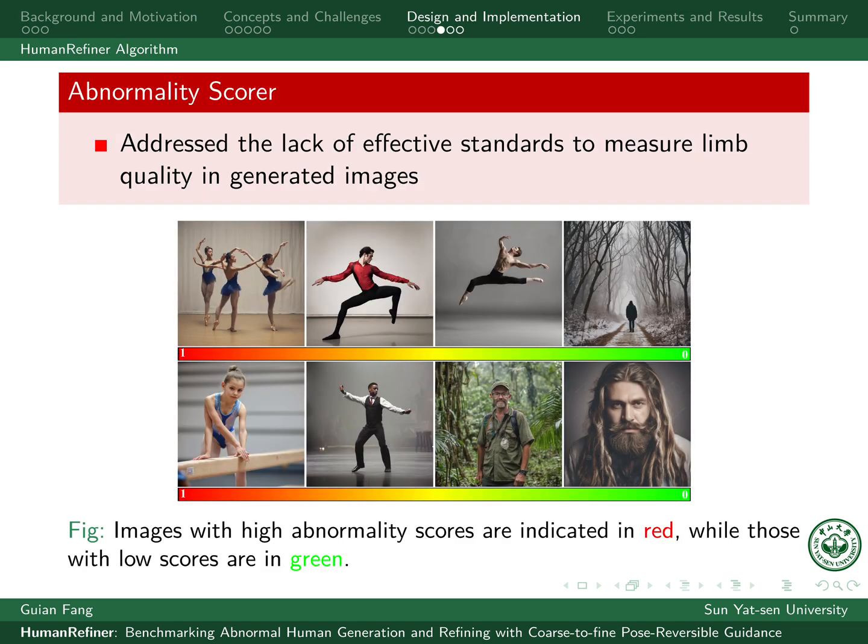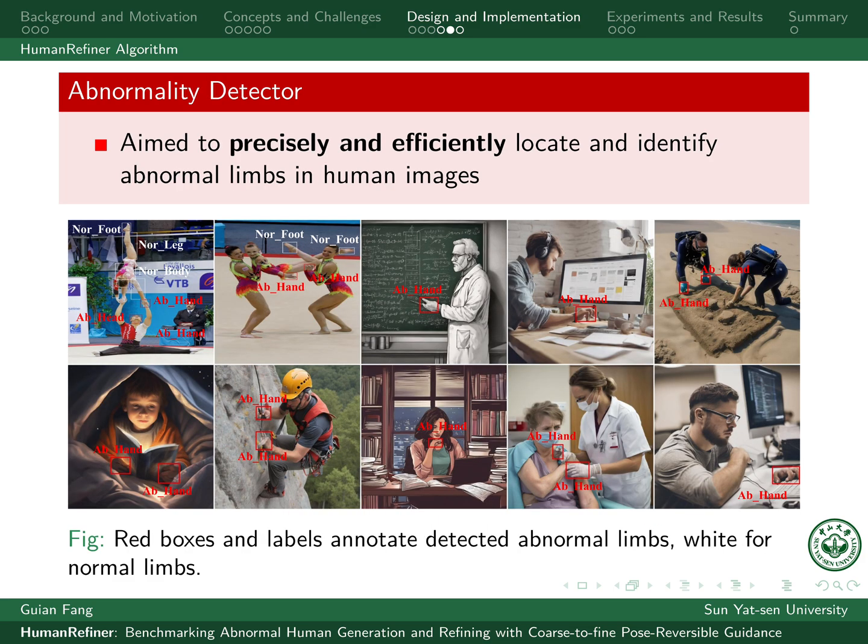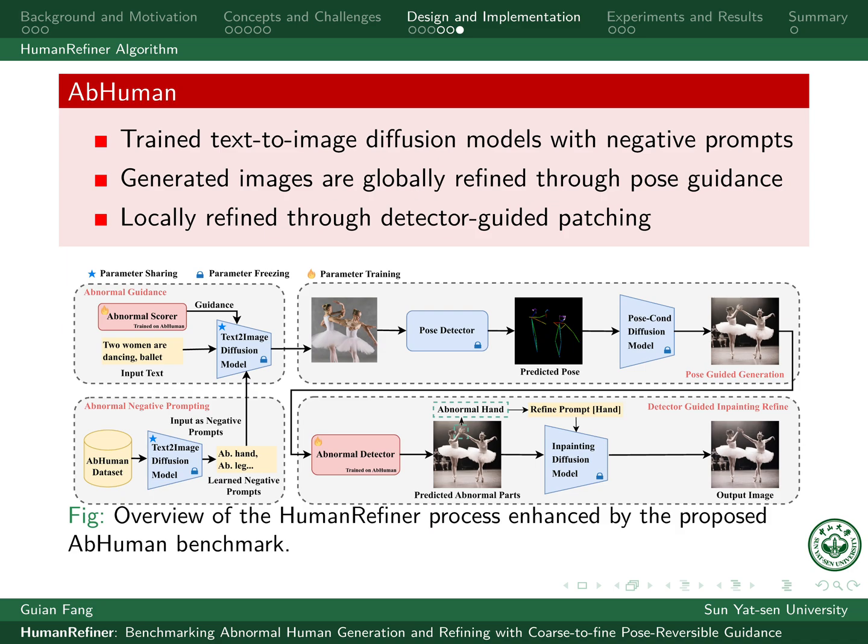Using this dataset, I implemented several modules. First is the Anomaly Scorer, an MLP regression network that addresses the lack of standards for evaluating the quality of limb generation. Next is the Anomaly Detector, an object detection network that efficiently locates and identifies abnormal limbs. Based on these modules, I developed HumanRefiner, a framework that can self-diagnose anomalies and progressively refine from coarse to fine. The Anomaly Scorer's score serves as guidance for training the model.